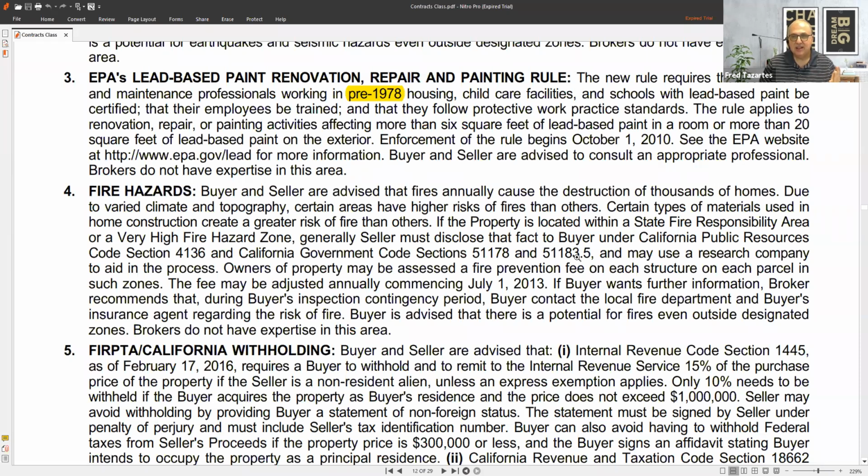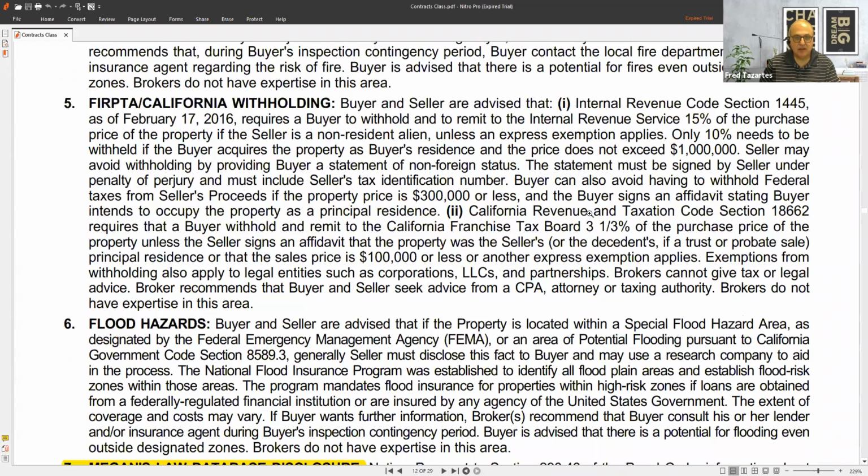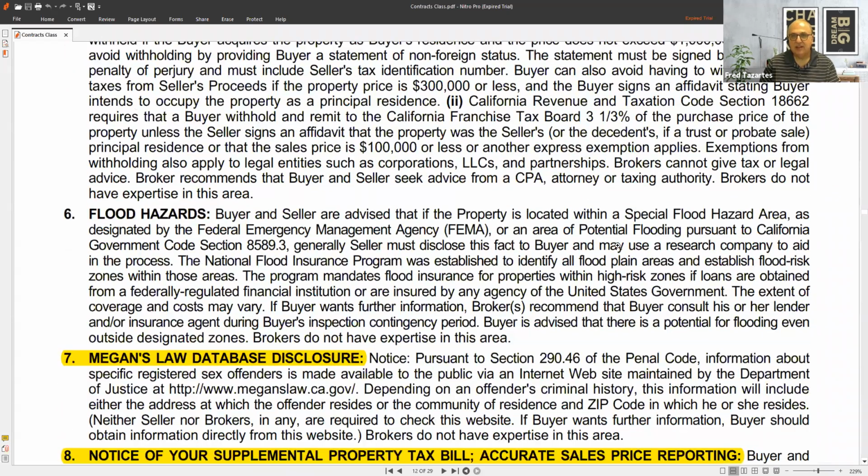Fire hazards, again, the NHD report is going to disclose it. But if your house was evacuated last year, you need to disclose that because that could affect people getting insurance and the insurability of that property. Flood hazards, the same way. The NHD report is going to report where a flood hazard is. If you get your NHD report and it shows it, talk to your insurance company and see if there's anything special you need to do.